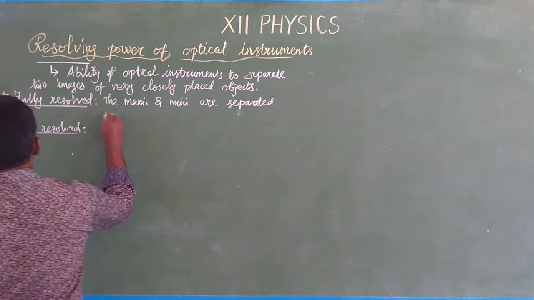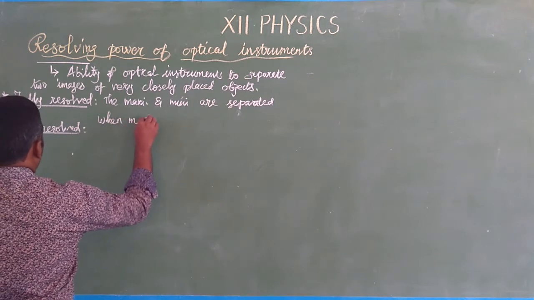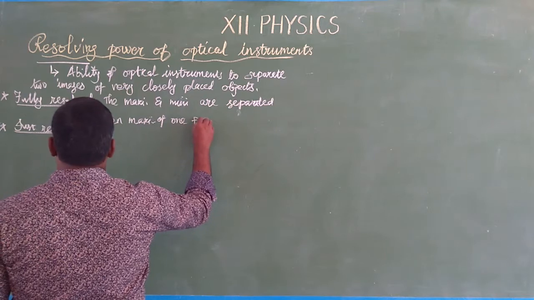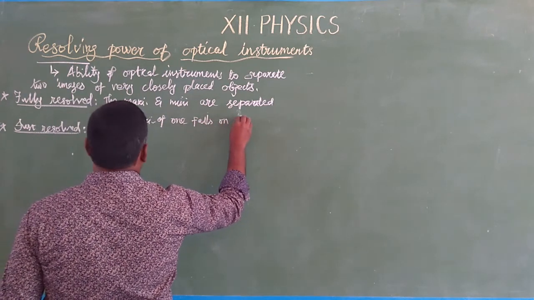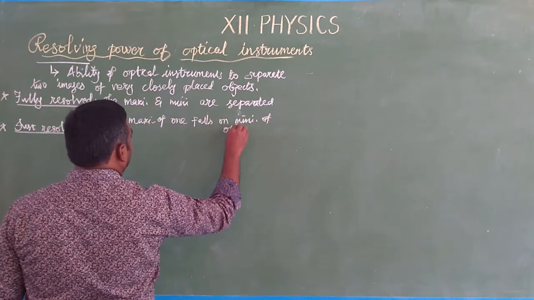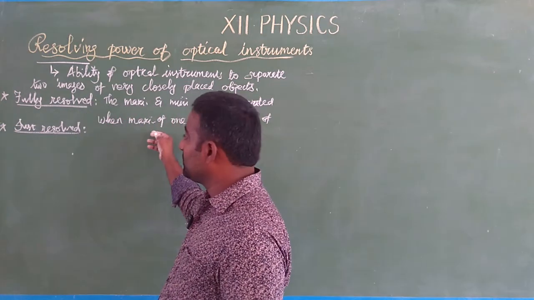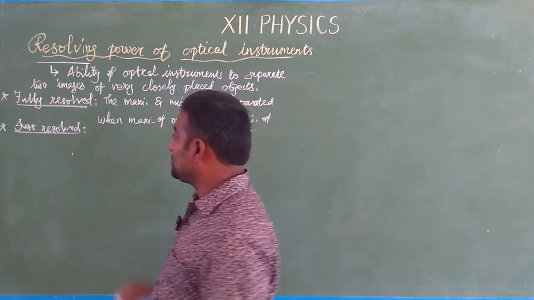But just resolved is nothing but when the maximum of one falls on the minimum of the other. ஒன்னு மினிமமா இருக்கப்போ மேக்ஸிமம் ஒன்னு குறைஞ்சிருக்கப்போ யூஸ் பண்றது just resolve. ஏதோ ஒன்னு குறைச்சிட்டு இன்னொன்னு அதிகப்படுத்தி பார்க்கறது தான் just resolve.